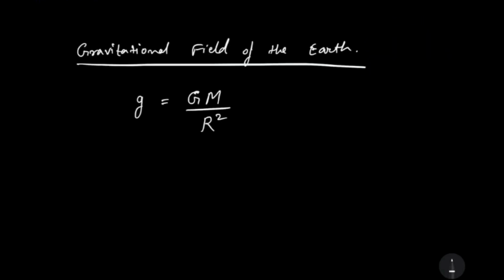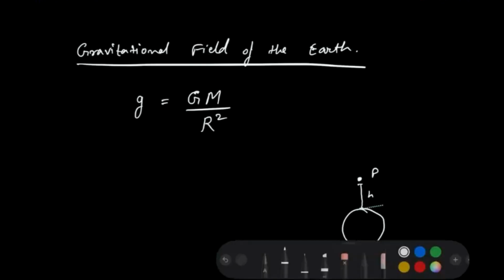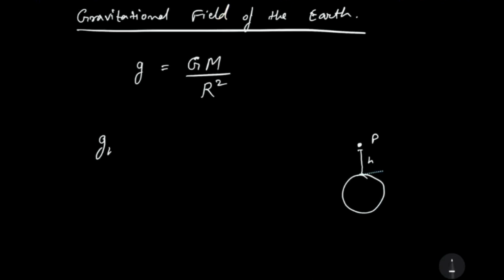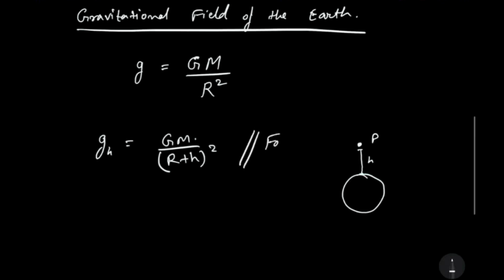But what if this is our Earth, and I'm calculating the value of the field at this point P. Then the gravitational field g with height h, I mean at a height h, is given by GM by (R plus h) whole square. This works for any h, whether h is very, very large or very, very small compared to R. It works for everything.